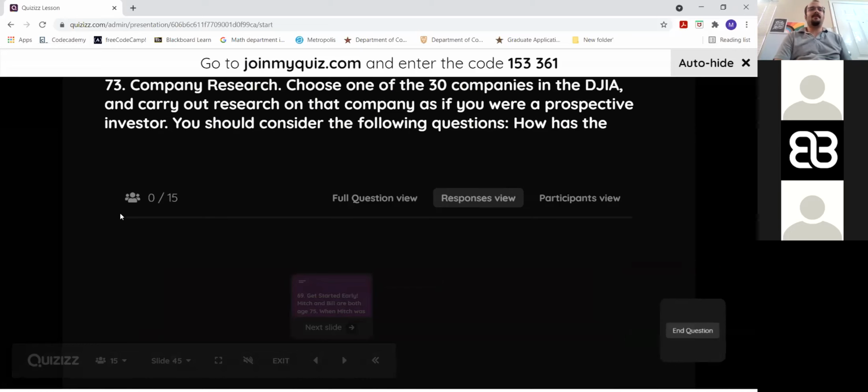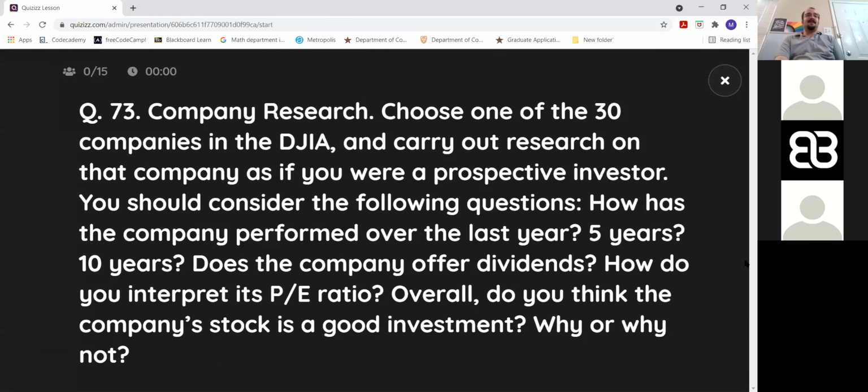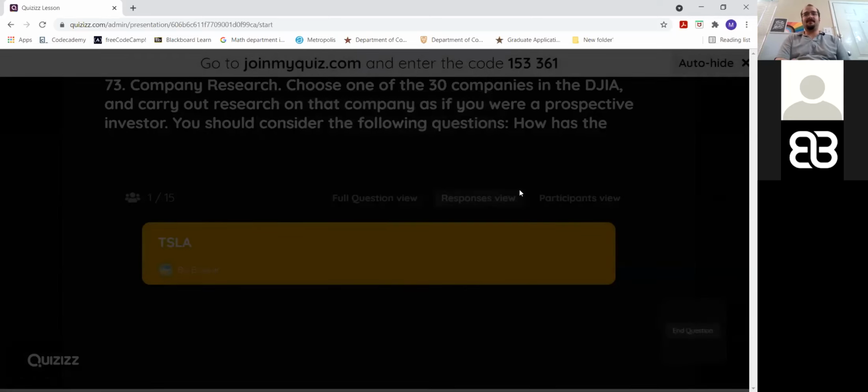Company research, choose one of the three. This is the final one, so this is something you're going to have to do on your own. Go Google a company, go to Robinhood, wherever you find your information. Find a company out there, one of the 30 companies on the Dow Jones. Research them and find as much of this information as you can. If there's one or two things you can't find, that's okay. I just want you to look at a stock ticker, something out there in the real world. If you want to do Tesla, fine, do Tesla. That's all I got for you today.